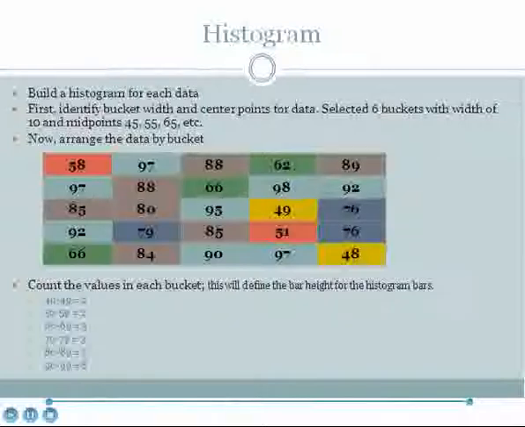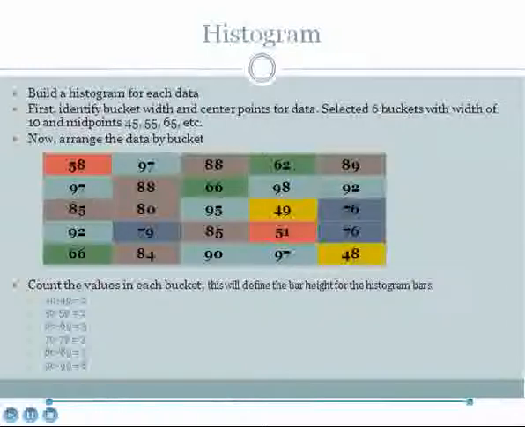The purple boxes show data belonging in the bucket 70 to 80. The brown boxes show data belonging in the bucket 80 to 90. And the blue boxes show data belonging in the bucket 90 to 100. Count the values in each bucket. This will define the bar height for the histogram bars.